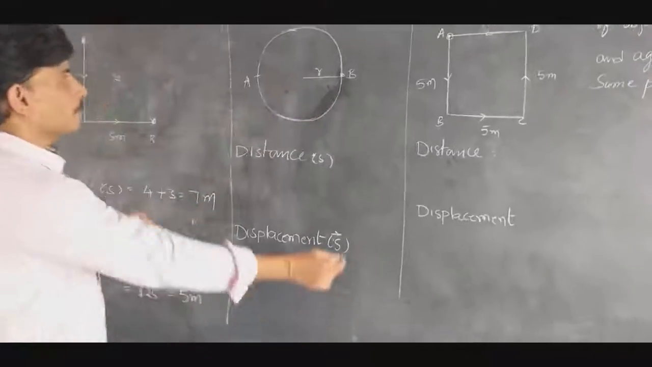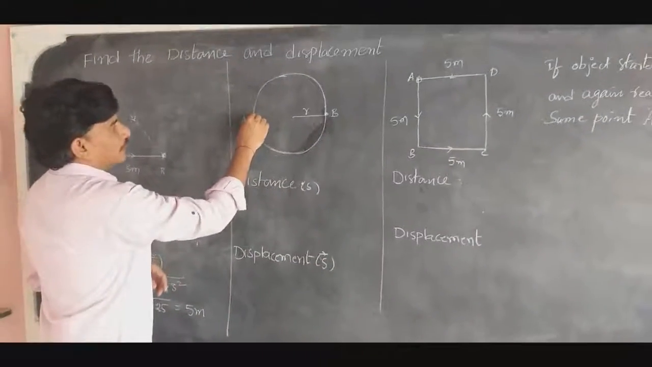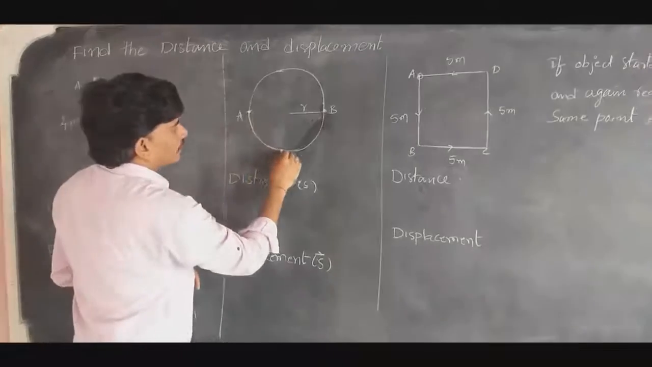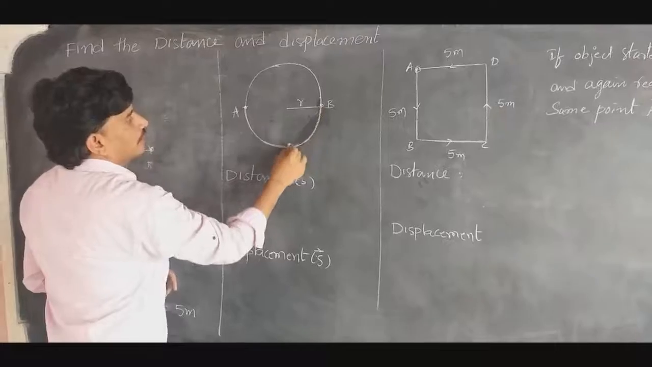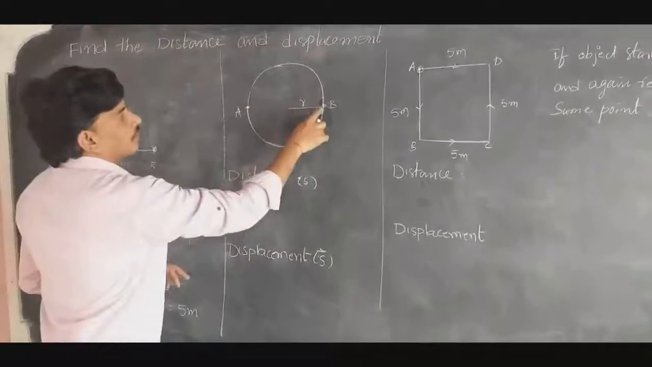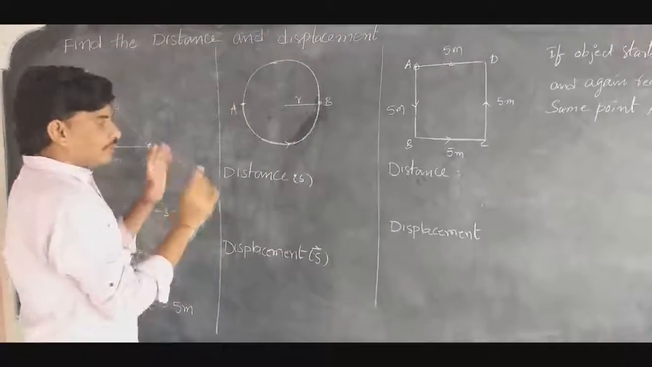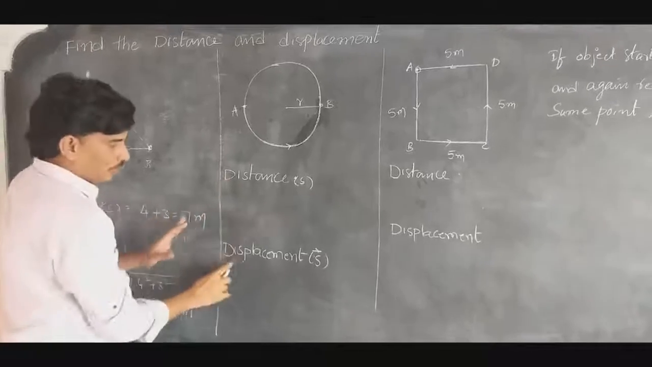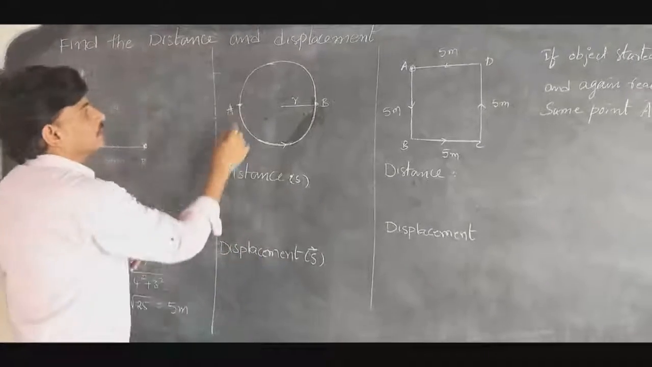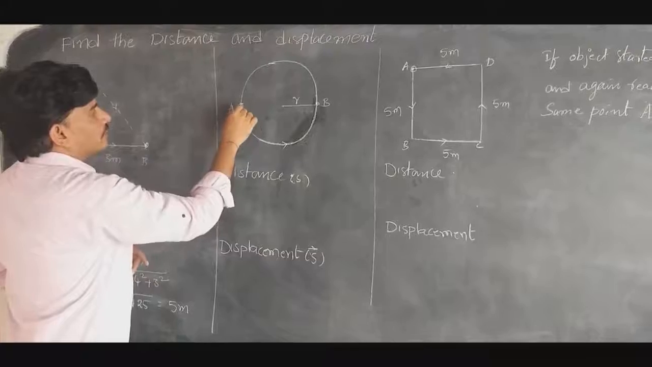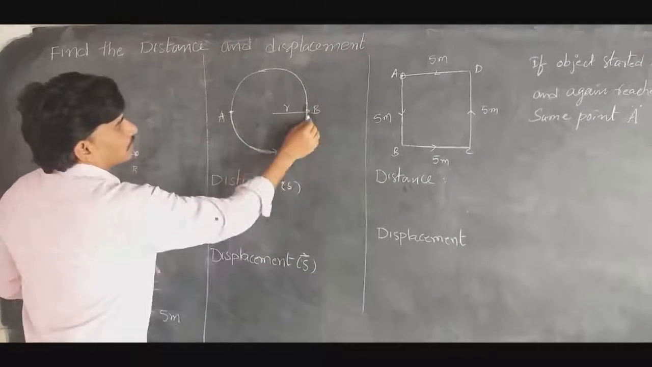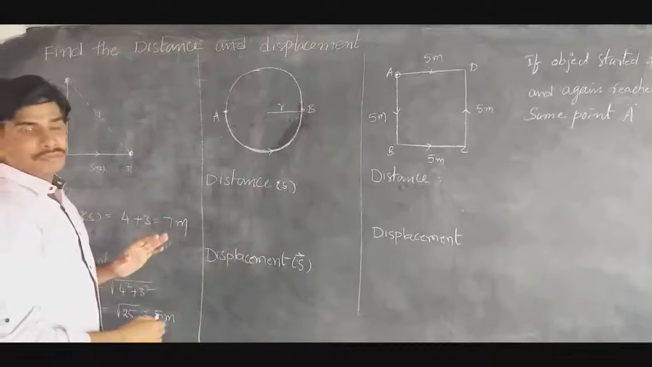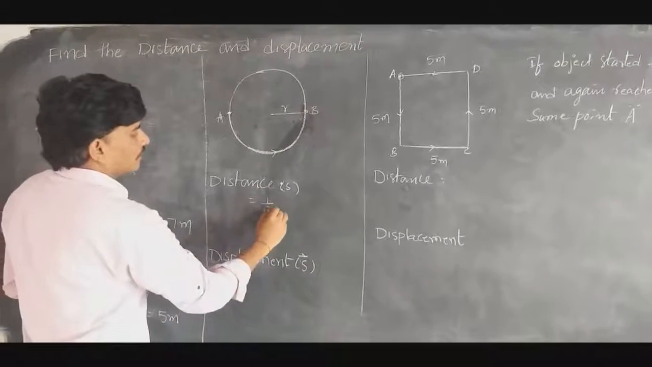Now come to this case. Here the object started from A and followed the path in this direction and reached the exactly opposite position, that is B. And the radius of the circle is R. Now in this case also it is asking what is the distance and what is the displacement. As you know, the distance covered means the total path we need to take. Yes, this is the total path. How much is this path? It is half of the circumference.